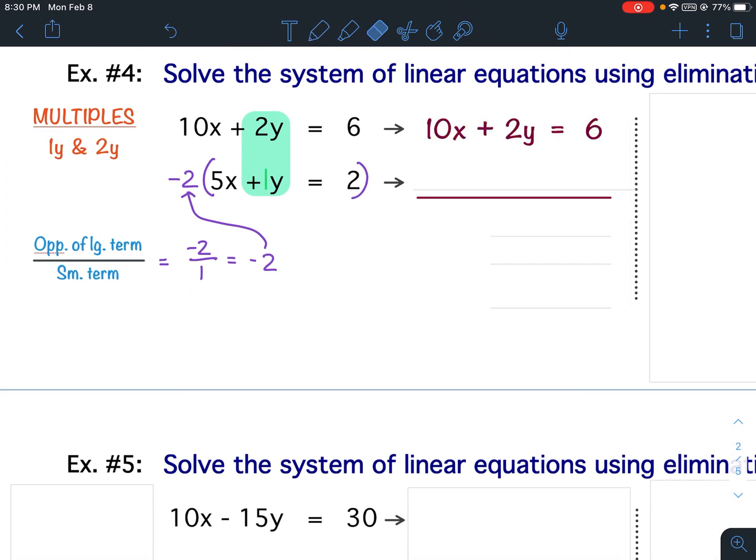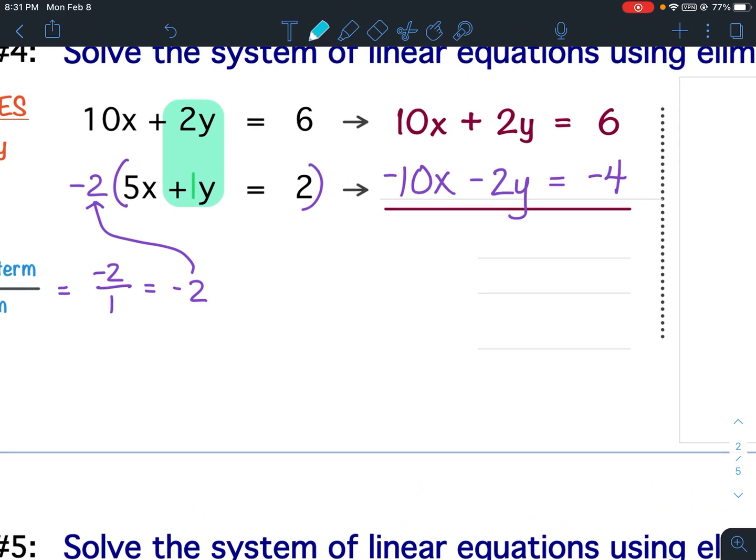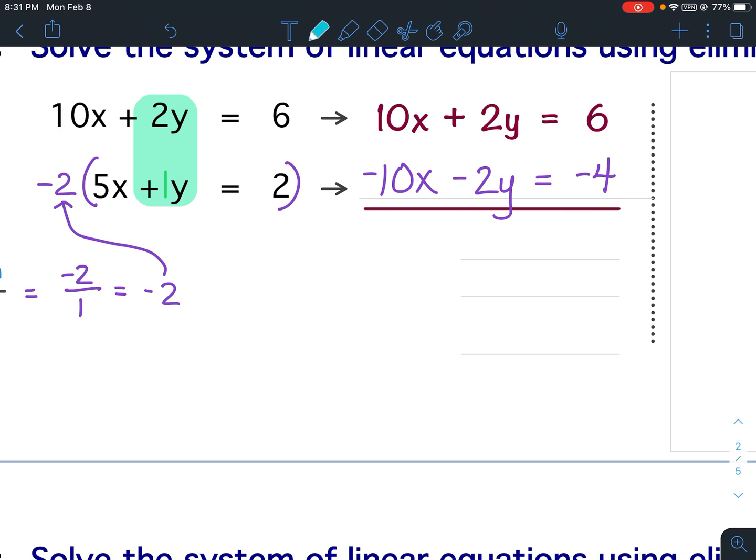The top will stay the same. The top will stay 10x plus 2y equals 6. And the bottom will become negative 2 times 5x would be negative 10x. Negative 2 times 1y would be negative 2y. And negative 2 times 2 would be negative 4. Okay, so again, the top equation stayed the same, and the bottom equation became negative 10x minus 2y equals 4.